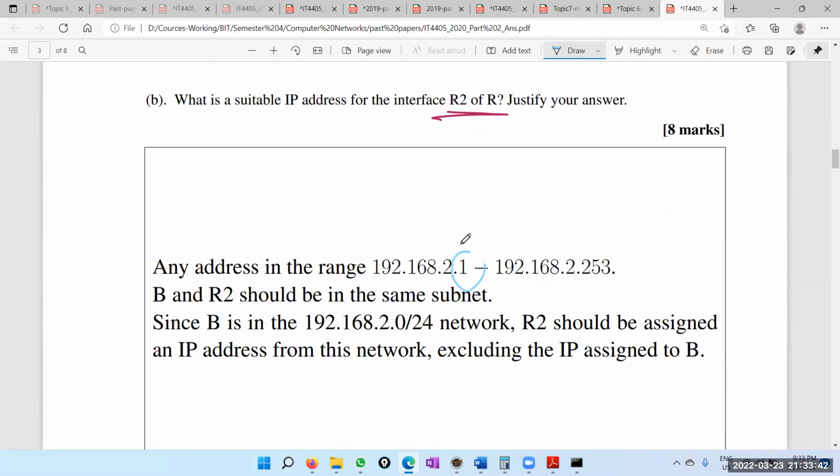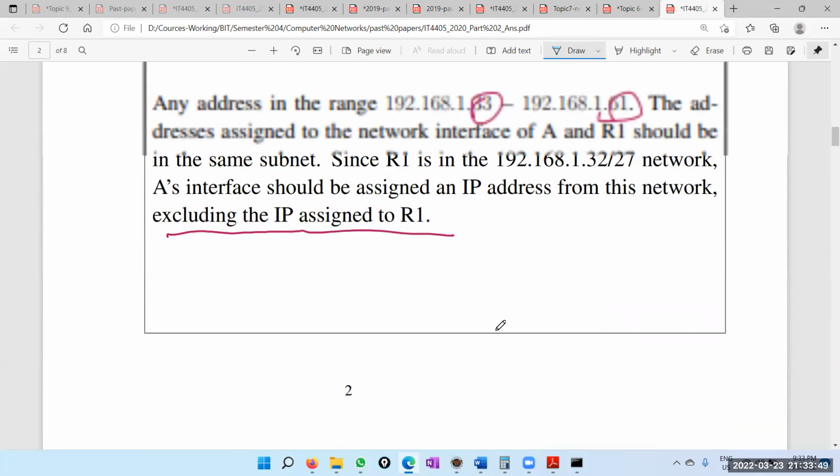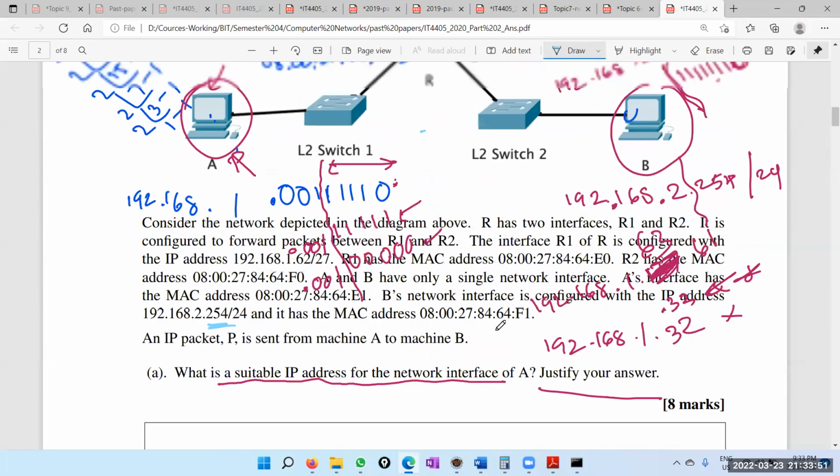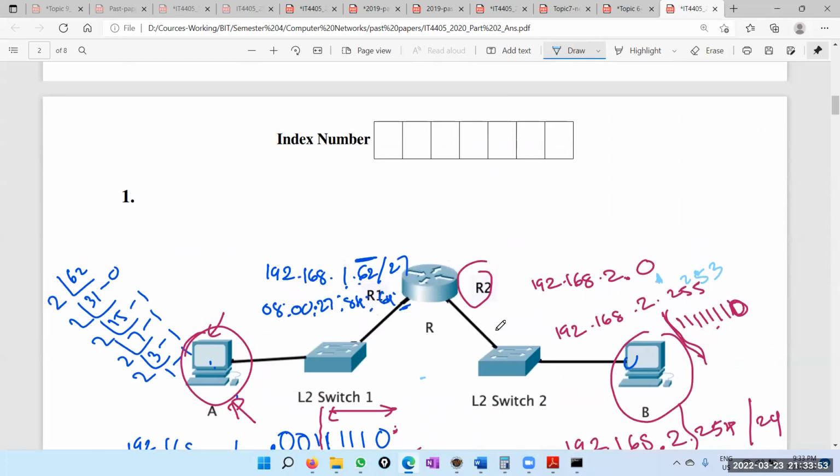Right. 1 to 253. So that is the answer. Okay. So again, the justification is these two IP addresses must be in the same subnet. So this is a very interesting question.